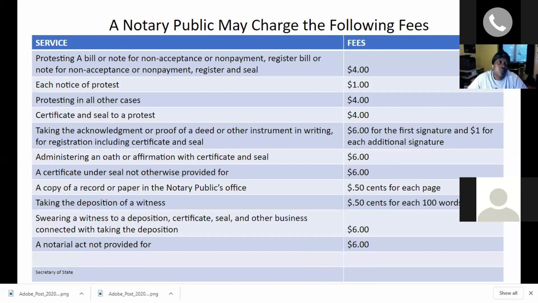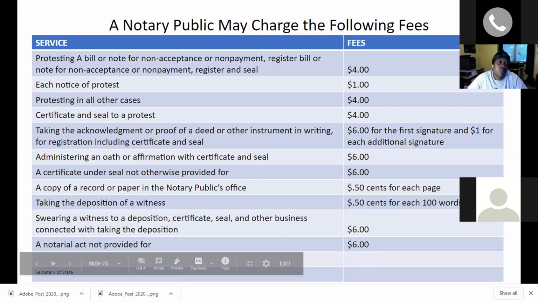Ooh, oh, this isn't mine. I was about to say, where did my pointer go? Taking an acknowledgement of proof, whatever. You see it's $6. Do you see that? Yeah. $6 for the first signature and $1 for each additional signature.